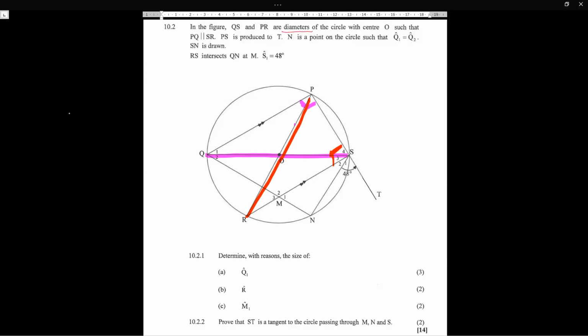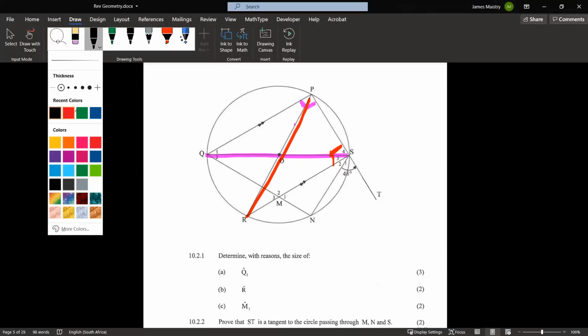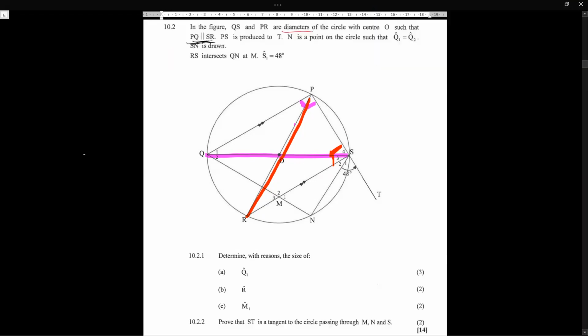It says PQ is parallel to RS. Now I'm going to try not to highlight too much because I'm going to make the diagram a little too full. If you think parallel lines, what is coming to your brain at this moment? Alternate angles, sir. Corresponding angles and co-interior angles. Thank you. So as soon as you see parallel lines, we're looking for alternate, co-interior, and corresponding angles. Keep that in the back of your mind.